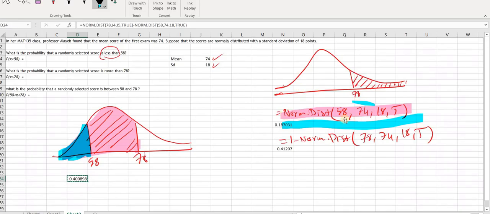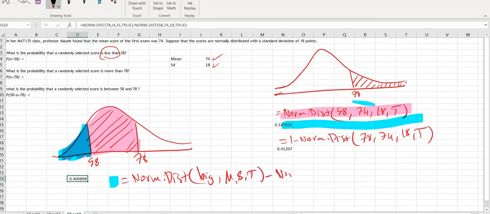So you can customize these formulas. If I want the area to the left of a number, then I'm going to use norm distribution. If I want the area to the right of the number, that is 1 minus norm distribution. If I want to find the area in between, that is norm distribution of the big number minus norm distribution of the small number, mean, standard deviation, true. So you can write these formulas and then customize them with the specific numbers that you have.